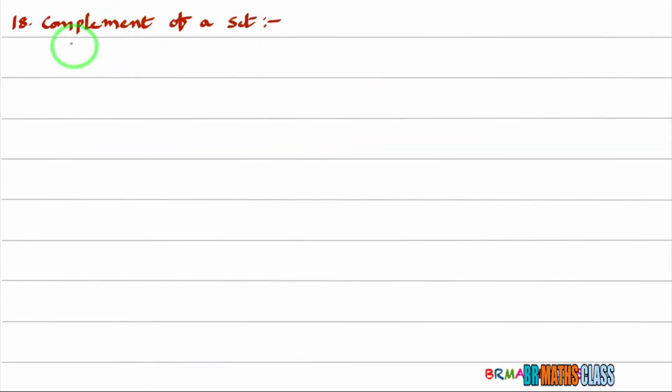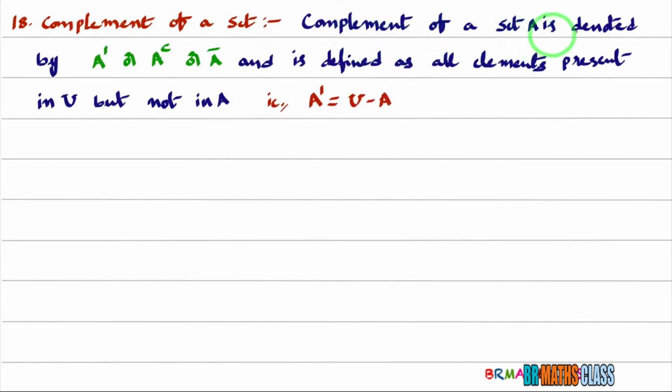Complement of a set. What is the definition of complement of a set? Complement of a set A is denoted by A dash or A power C, A bar. Generally, complement of set A is denoted by A dash. And it is defined as all the elements present in universal set U but not in A. Try to understand: A dash is all the elements present in universal set but not in A.